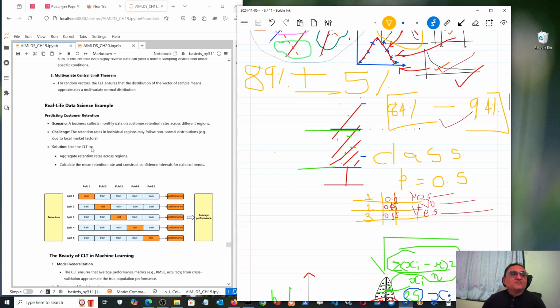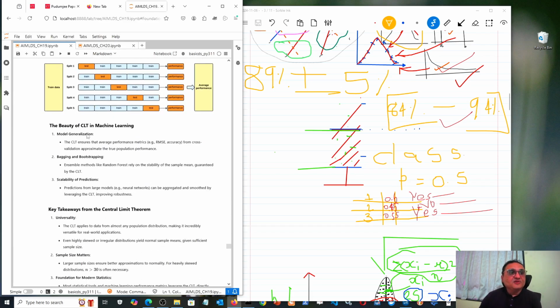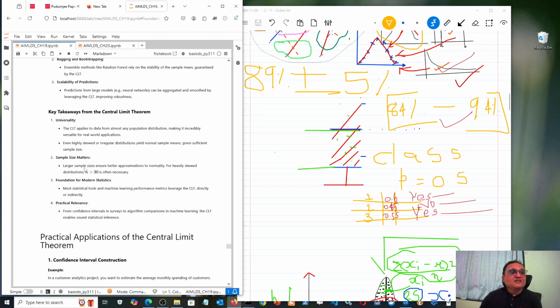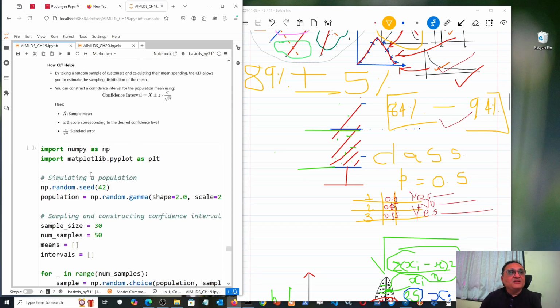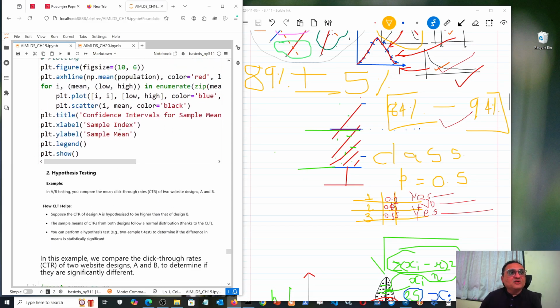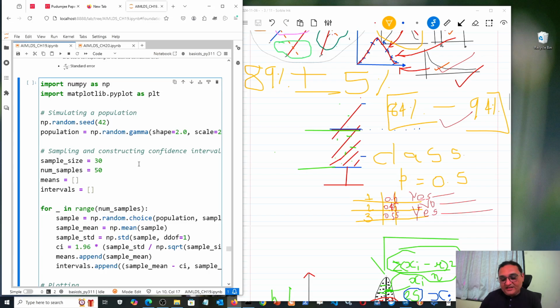So this is the real life example: customer retention by a large pan-Indian company in the four regions north, east, south, and west. In the next lecture we will cover the beauty of the central limit theorem, key takeaways, practical applications, and then we will try to build more understanding by actual plotting, so that we can get some idea about the central limit theorem.